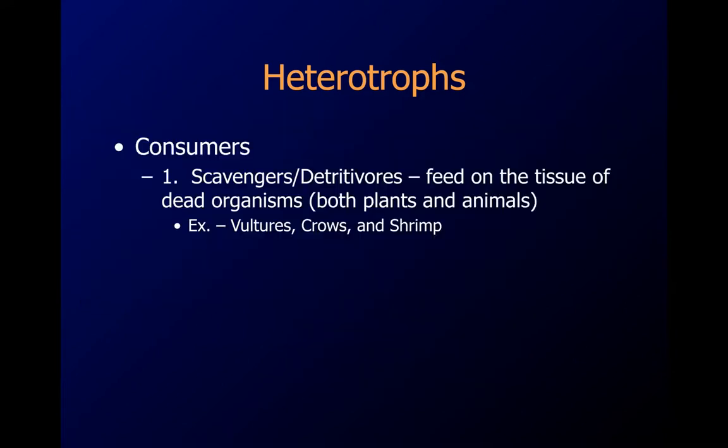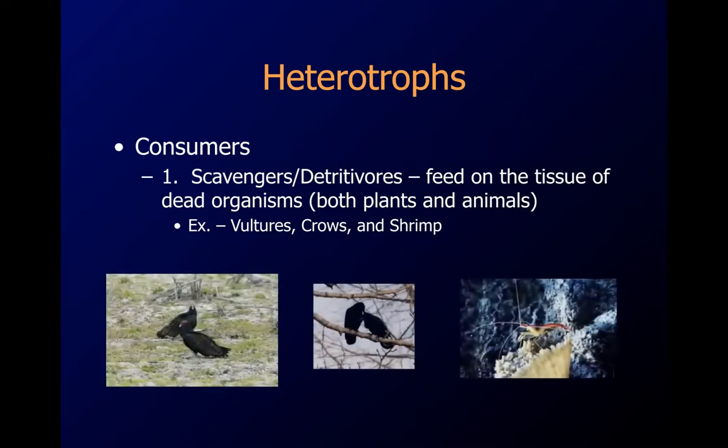Consumers. Well, scavengers and detritivores feed on the tissue of dead organisms, both plants and animals. Vultures and crows and shrimp are perfect examples of those. And we do see a lot of vultures out here because things die and the vultures come in, and we call the vultures the air patrol that kind of helps clean up our world. Crows will also do the same thing. And there are certain types of shrimp that will also do the same process, feeding on both plants and animals that have deceased or died.